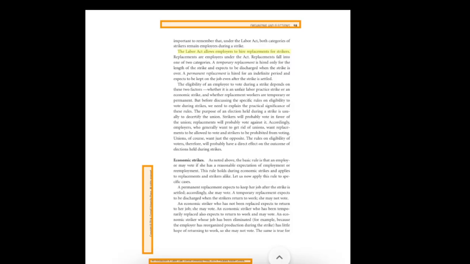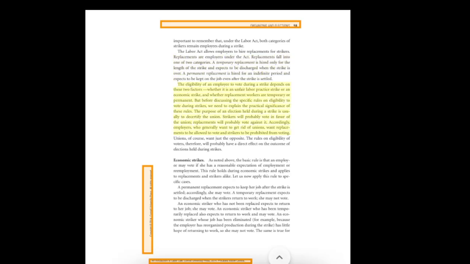The Labor Act allows employers to hire replacements for strikers. Replacements are employees under the Act. Replacements fall into one of 2 categories. A temporary replacement is hired only for the length of the strike and expects to be discharged when the strike is over. A permanent replacement is hired for an indefinite period and expects to be kept on the job even after the strike is settled.